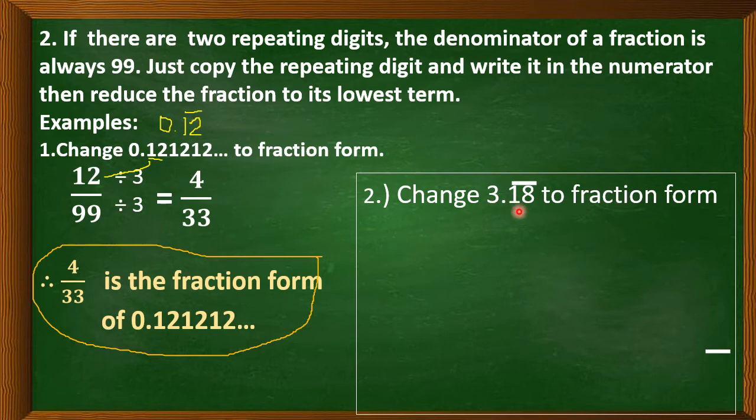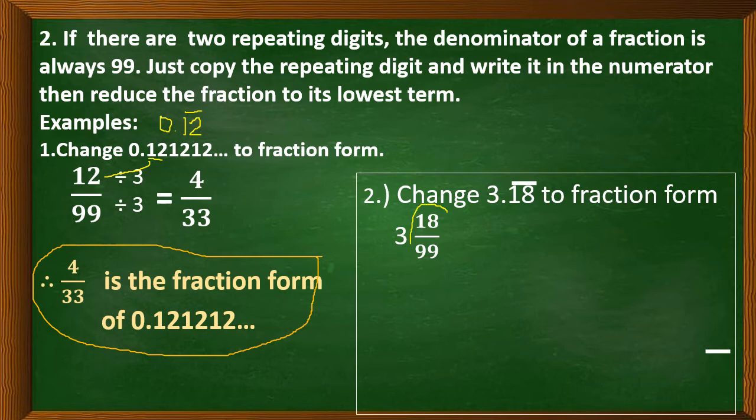Change 3.18 repeating to fraction form. So we have to copy the whole number part, which is 3, and copy the repeating digit 18 here in our numerator. And for our denominator, we have 99 because we only have two repeating digits, 1 and 8. Now, let's try to check if we can still reduce the fraction part into lowest term.